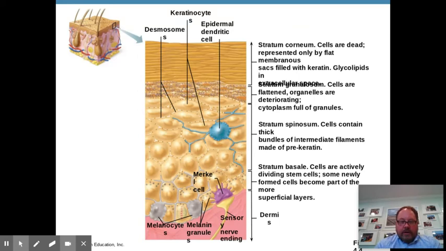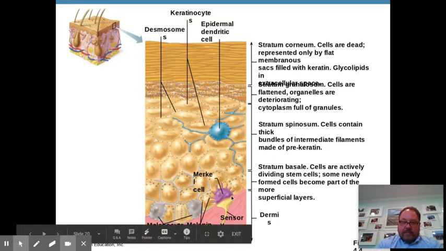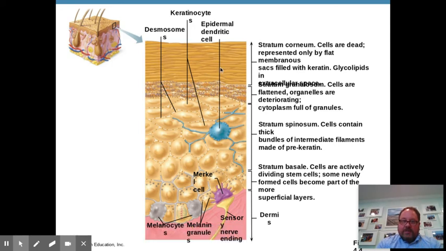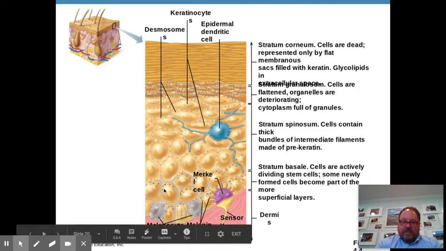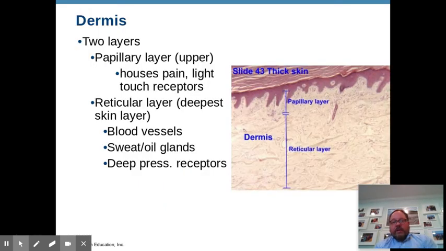Let's see. Well, here you get down into stratum basale, down at the base, and you can see in stratum corneum, the cells are dead and they're filled with that keratin protein. But the melanocytes will produce this melanin that basically covers the nucleus and helps block UV radiation. That's pretty cool. Okay, so the epidermis is the outermost layer.